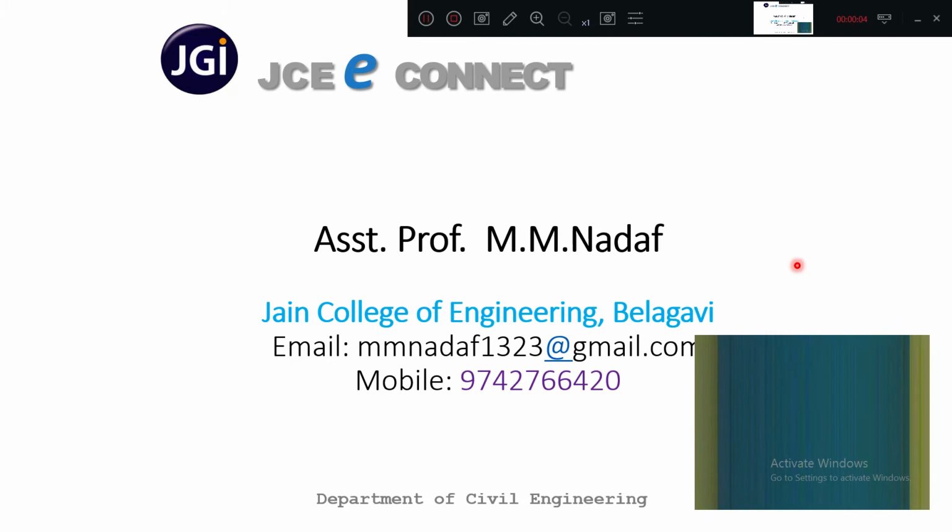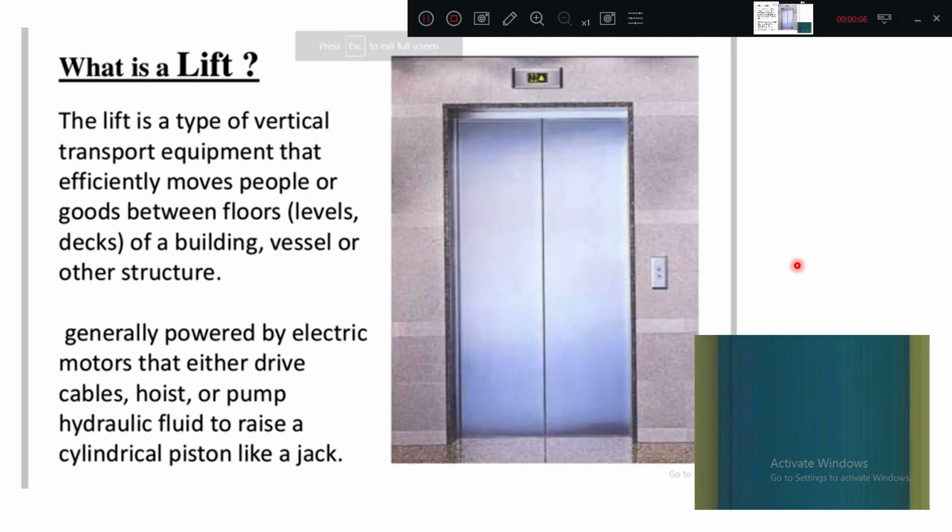Good morning, everyone. So we will start with the next topic or the module. Module 3 in the syllabus copy has the contents of lifts, escalators, and fire safety regulations. Okay, we will start with the lift initially.